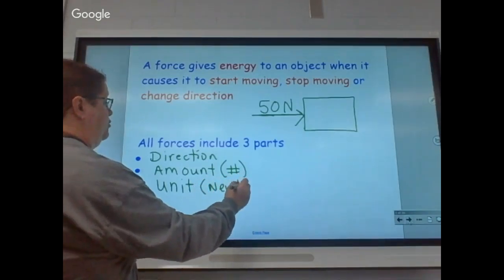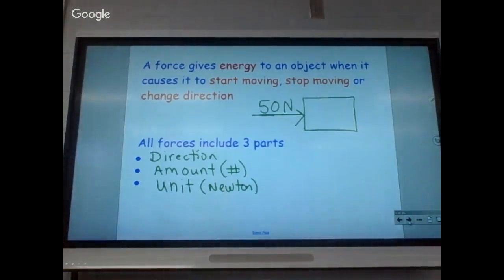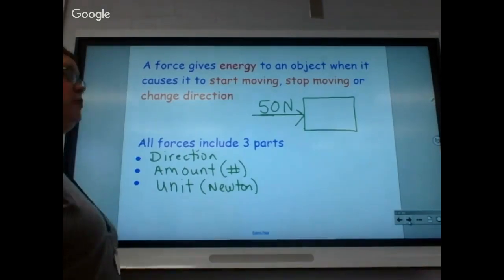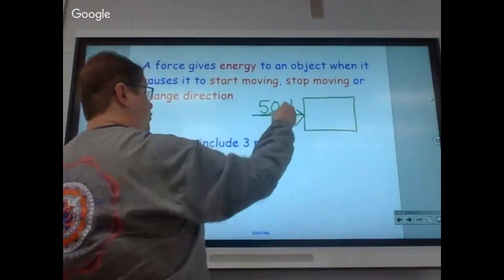And that's going to be a Newton. Do y'all remember talking about Sir Isaac Newton? Okay, Newton is the guy that did so much with forces and Newton's laws. So we use the Newton to talk about force. Now, in the United States, we use pounds. But in science, we use newtons, okay? We only use pounds in the United States. We don't use newtons. Okay, so all of our forces, when we talk about it, and when you draw it, and when we total it, have to have a number, a unit, and a direction.